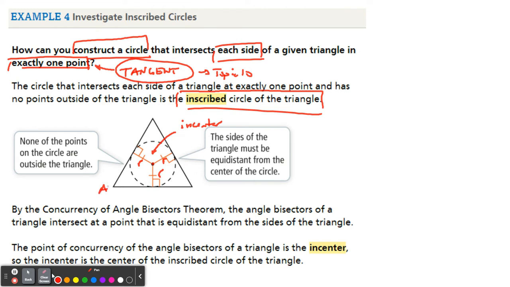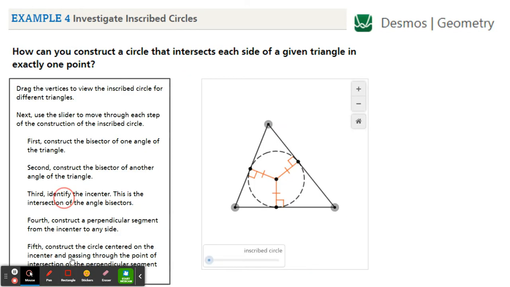So again, in the last picture, these were the corners A, B, and C. This was Q in the middle, and now we have our points M, N, and O that we are an equal distance from. So again, this point of concurrency is called the incenter. Again, it's the center of the inscribed circle. Okay, so let's take a look at how Savas is going to construct this, and then we'll do it ourselves in Desmos geometry.